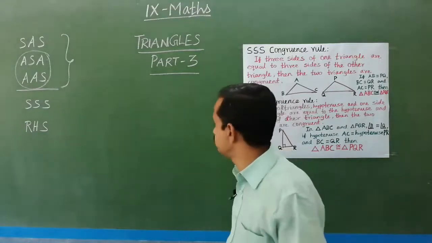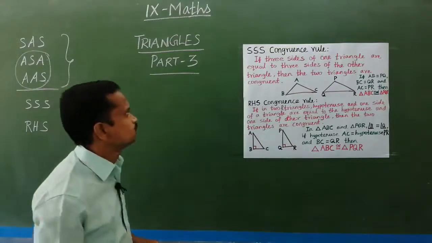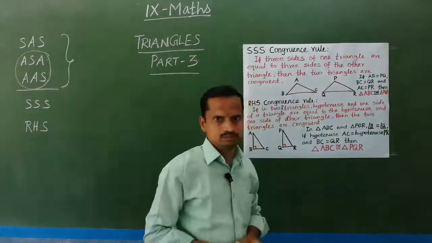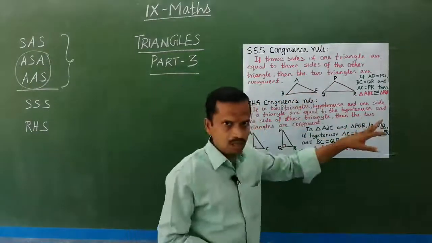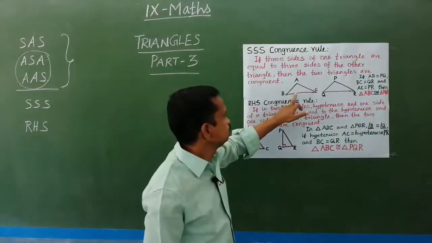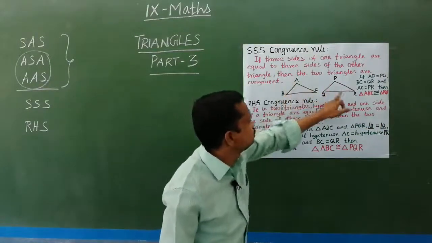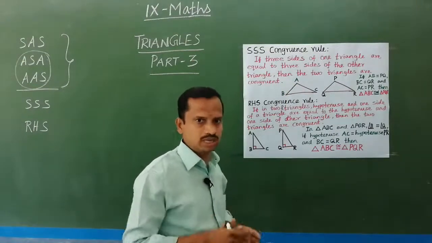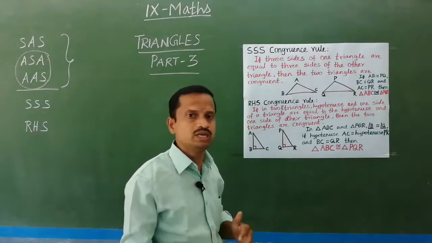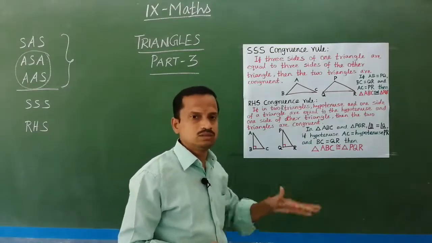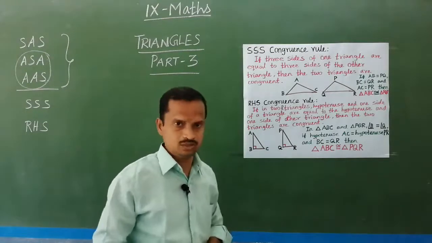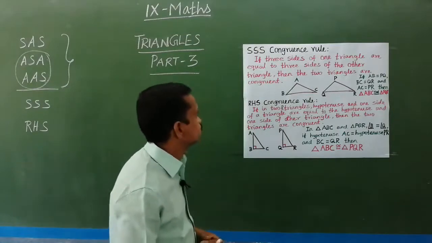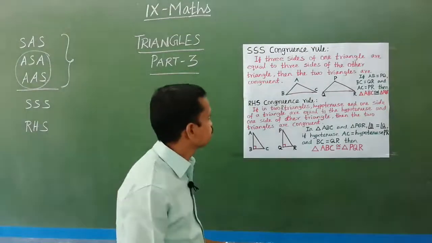Clear? And now we will see the triple S congruence rule. If three sides of one triangle, so we have to take two triangles and compare three sides of one triangle with the three sides of another triangle. If the pair of three corresponding sides are equal in two triangles, then we can say that the two triangles are congruent triangles.